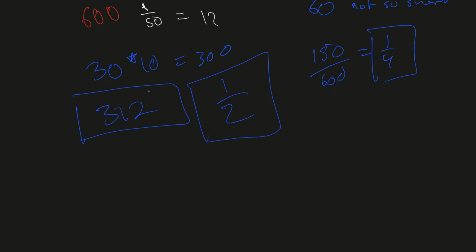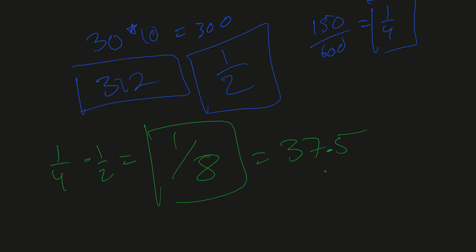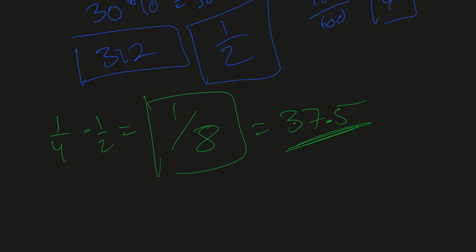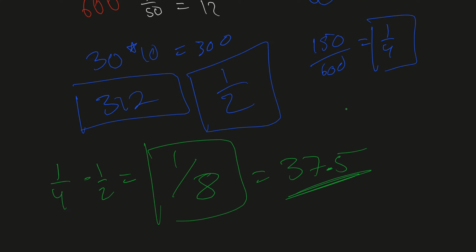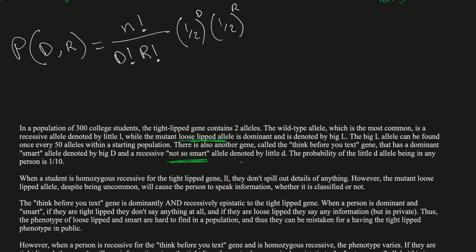Multiply those together because they happen together, independent events. You get 1/8, right? And 1/8 out of 300 people, or this is 37.5. I think I did that calculation correct. I don't even know. I don't care anymore, right? 37.5 out of the entire population, right? Is probably both loose-lipped and not so smart.